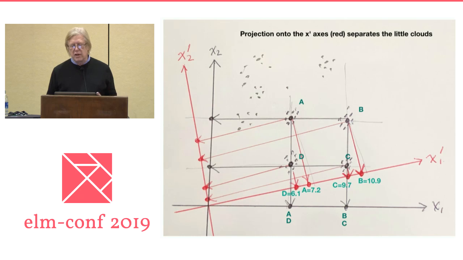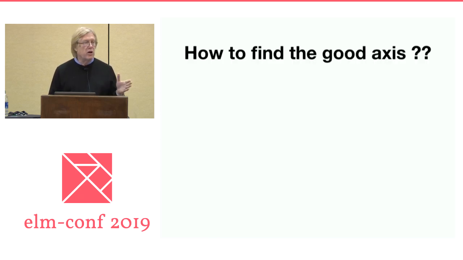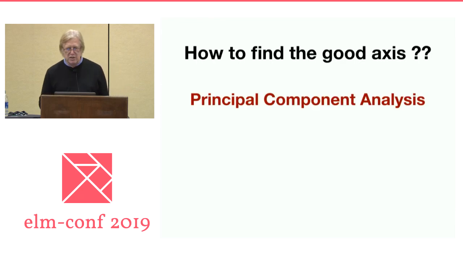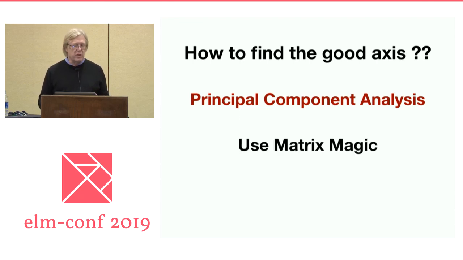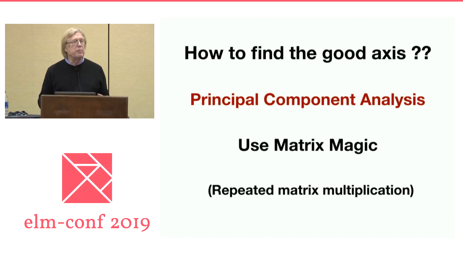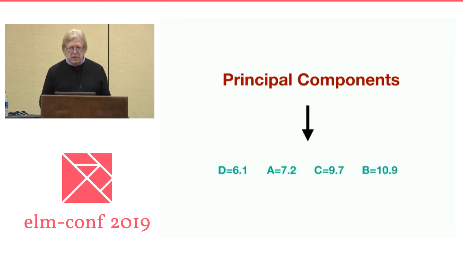Now, unfortunately, that leaves unresolved the big question. How do you find the good axes so you can project? That question leads to the subject of principal component analysis. That's some mathematical black box that will give you the best axis. It uses matrix magic. In fact, it uses repeated matrix multiplication. This, by the way, is the same mathematics that goes into Google's PageRank algorithm. So you want to get those principal components. Those are the numbers that we used in the example. I'm not going to explain that, but we are going to do a little math review and talk about matrix multiplication, because that leads into what GPUs can do for us.